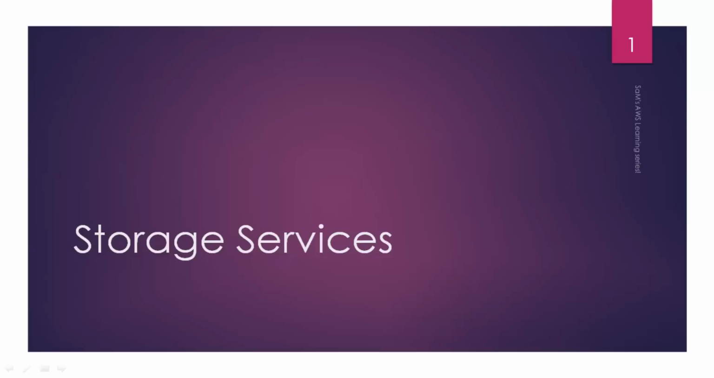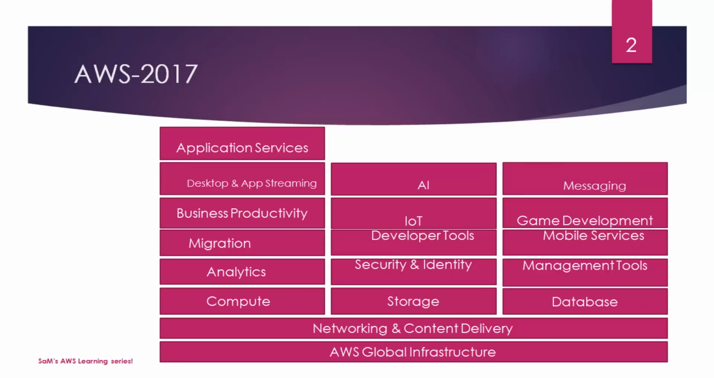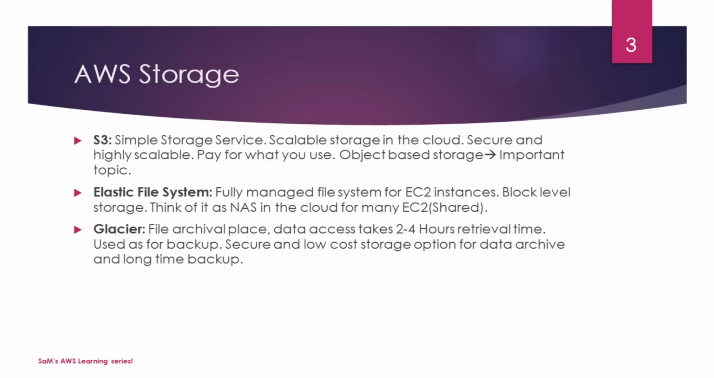Storage services. We have seen AWS global infrastructure, we have talked about networking and content delivery, and we did talk about compute also. So let's see what the storage service is all about. We have four different key offerings from AWS under the storage category. It starts with S3, then we have Elastic File System, Glacier, and Storage Gateway. Let's talk about S3 first.